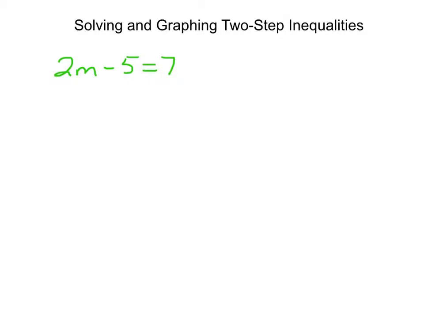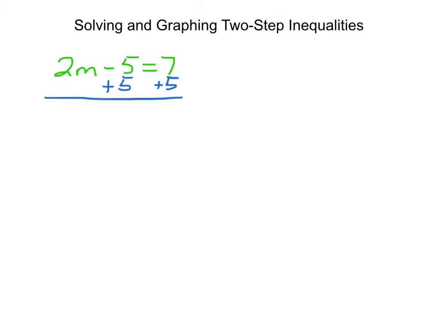So if we're looking for our variable, it's the m; the 2 is the coefficient, and our constant is negative 5, and that's the value that we try to eliminate as our first step. To eliminate a negative 5, we are going to use the additive inverse, and we're going to add the inverse of the value that we have in our equation. So we're going to add positive 5 to both sides of the equation.